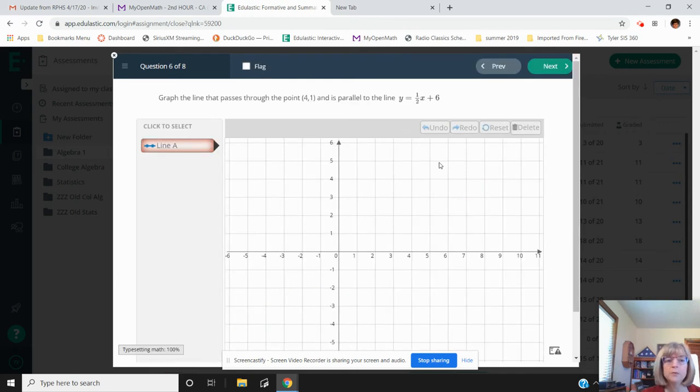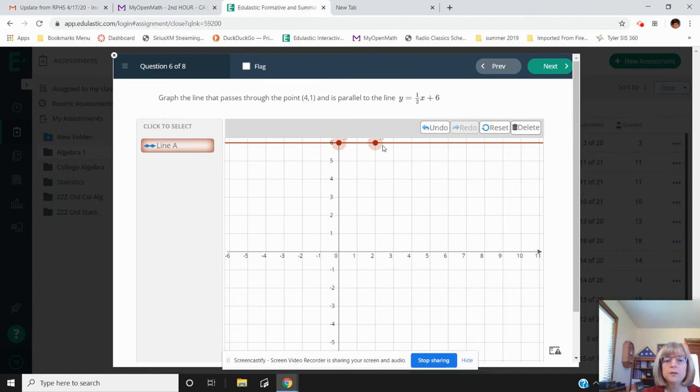Let's try that again with question number 6. So I click on the spot that says line A, the little crayon looking thing, and I look at my line. y = mx + b. My y-intercept is 6, so I'm going to start way up here at +6 and click on my y-intercept. So this point is in the correct spot.